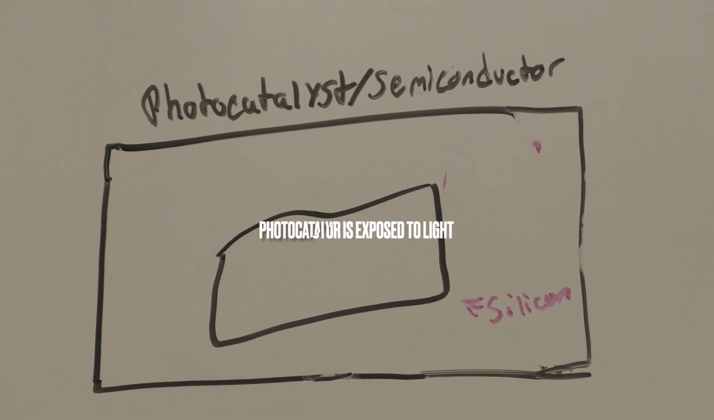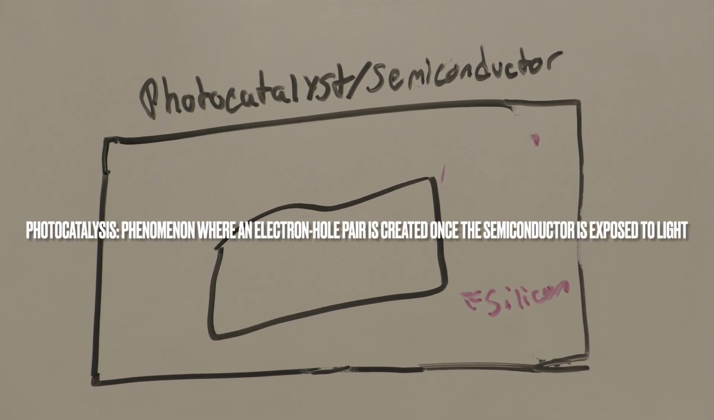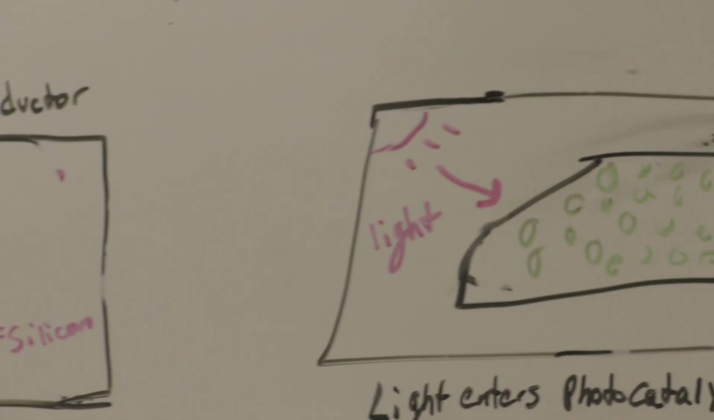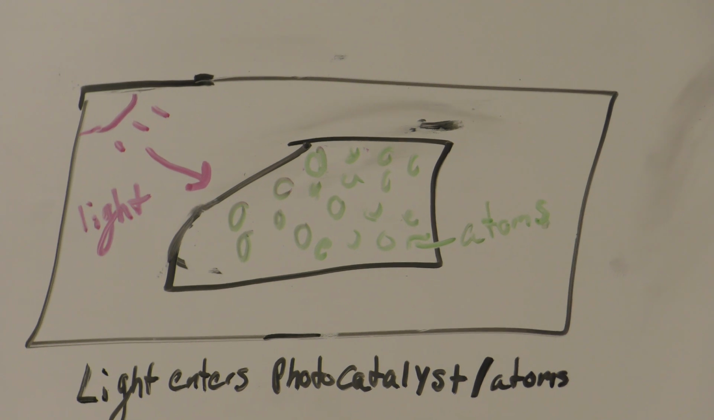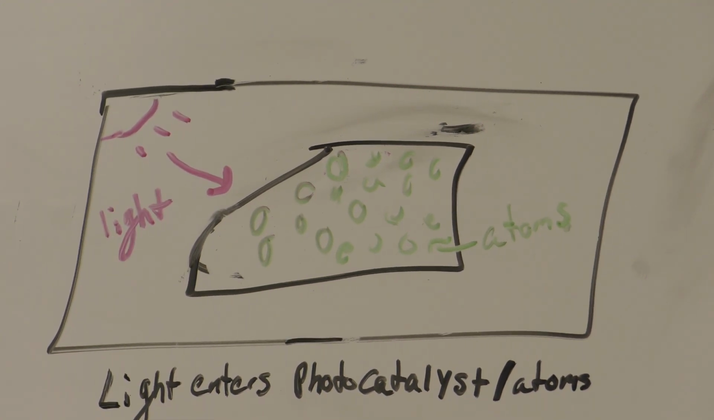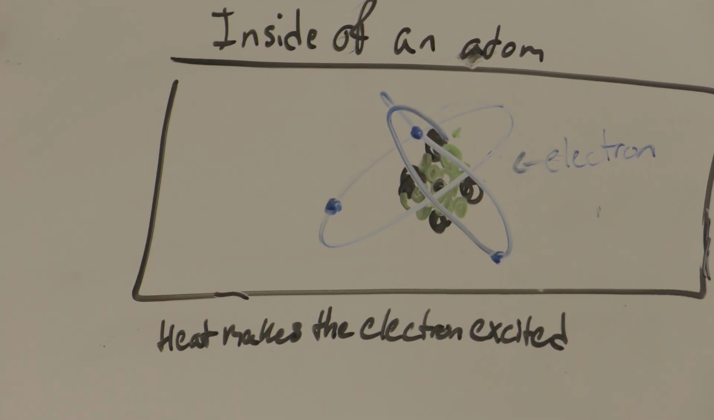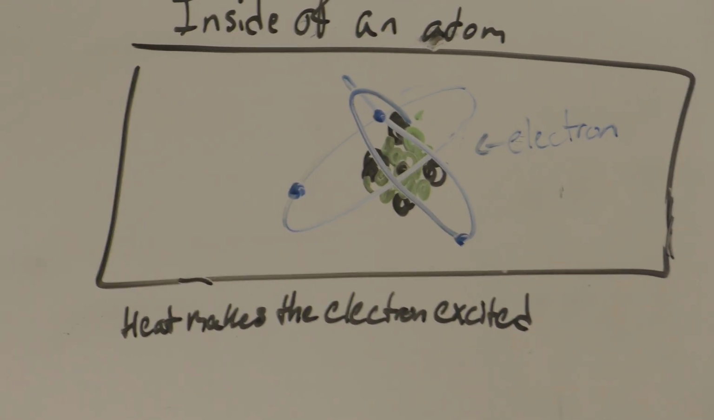Photocatalysis is the phenomenon where an electron-hole pair is created once the semiconductor or the photocatalyst is exposed to light. This happens due to photoexcitation. When you have the artificial light going through the semiconductor, what happens is that those photons heat up those atoms. Inside of the atoms are electrons, which are moving at an accelerated rate due to this excitation.